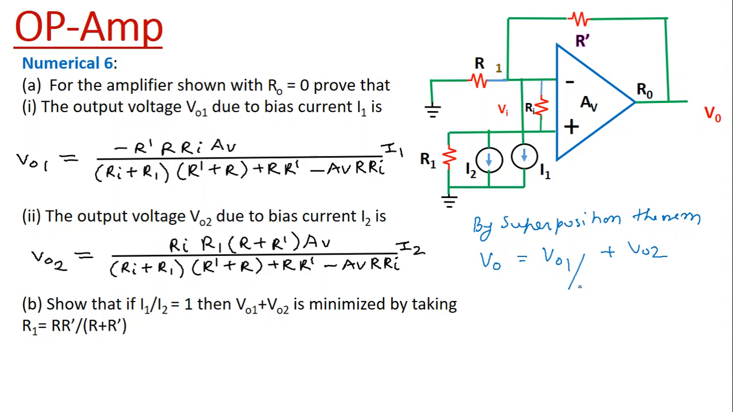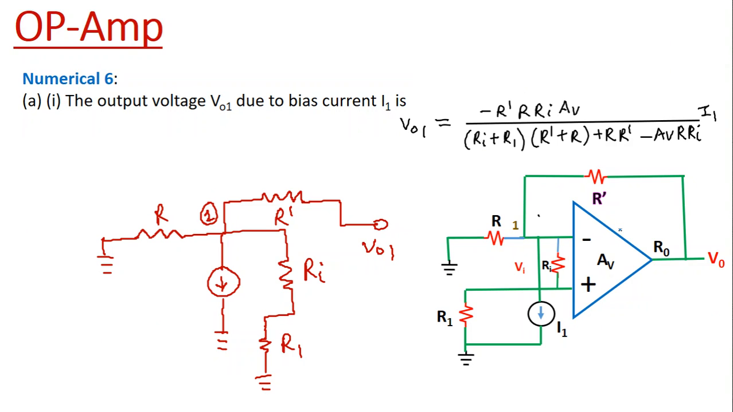VO1 will be with respect to I1 acting and I2 open circuit. When we apply superposition theorem, if there is a current source, it will be replaced by open circuit, and if there is a voltage source, it will be replaced by short circuit. So the I2 current source will be replaced by open circuit when we are finding VO1 with respect to I1. Similarly, when VO2 is found with respect to I2, the I1 will be open circuit. In this way we can find VO1 and VO2.